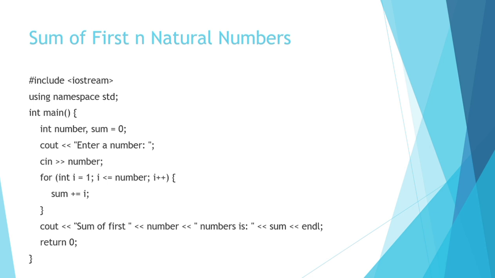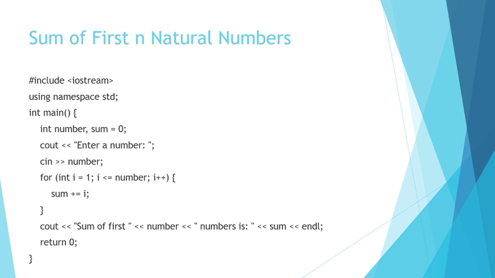int main. The main function is the entry point of the program where execution begins. The return type is int, indicating the program returns an integer value to the operating system, usually 0 to signify successful execution. int number, sum = 0.